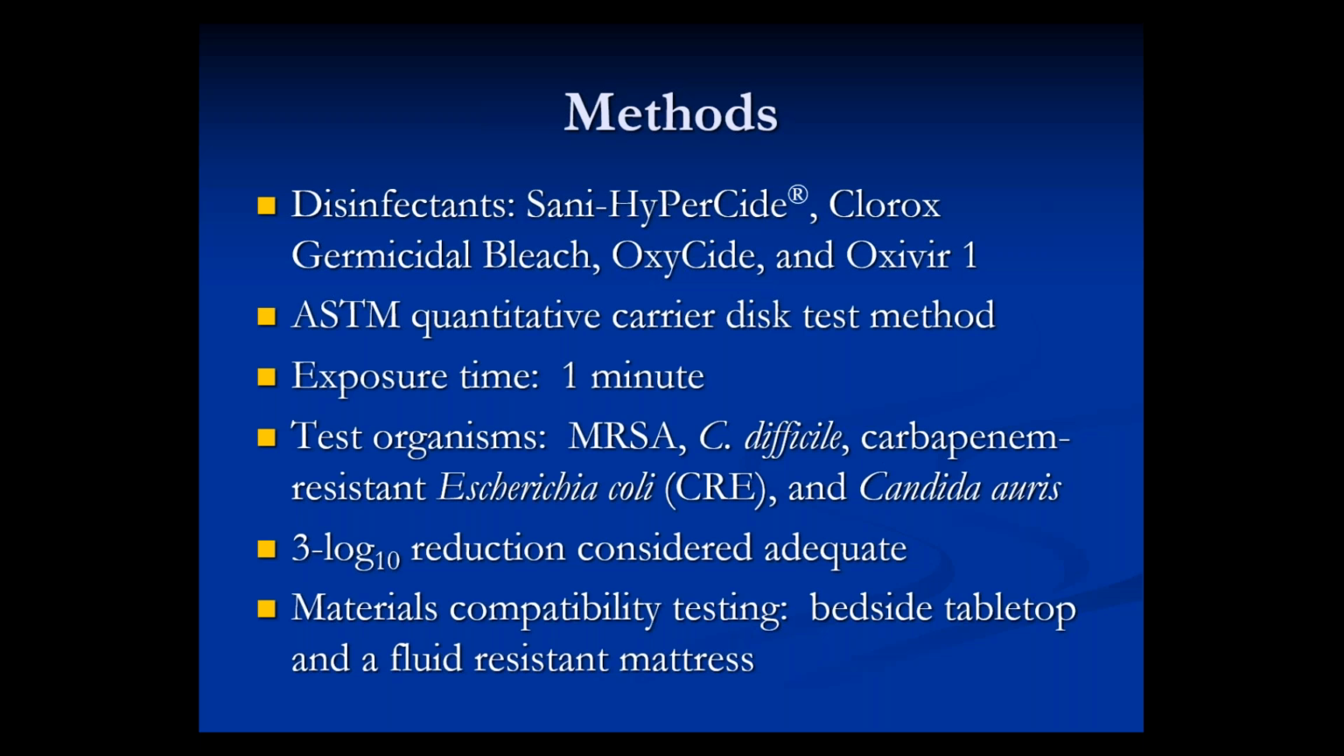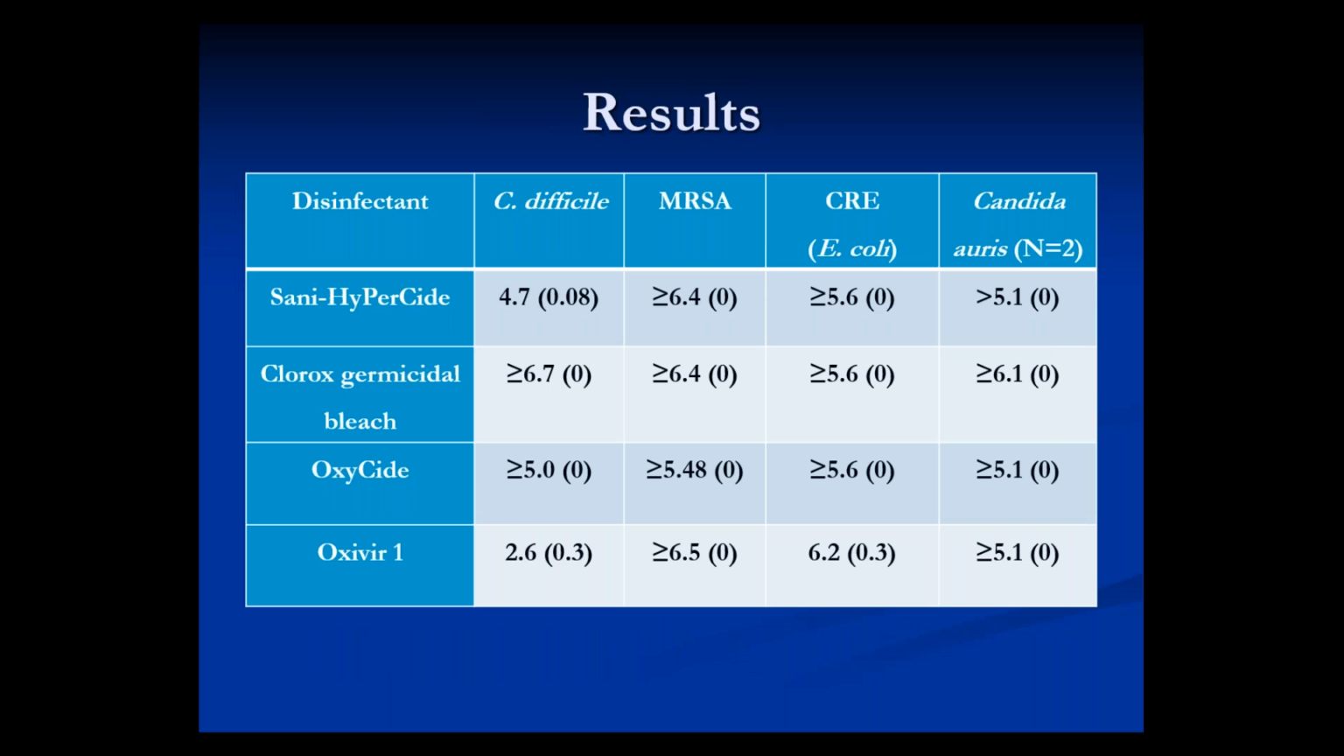A 3-log reduction was considered adequate, and materials compatibility was tested by applying the disinfectants on a bedside table and on a fluid-resistant mattress. So these are the results for the most important part of the study, looking at the effectiveness of the disinfectants. And the major finding was that Hypercide was equivalent to Clorox germicidal bleach and Oxycide, the other commonly used sporicidal products, in killing each of the pathogens tested.